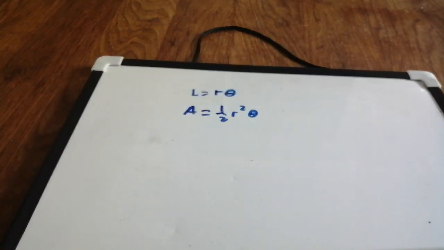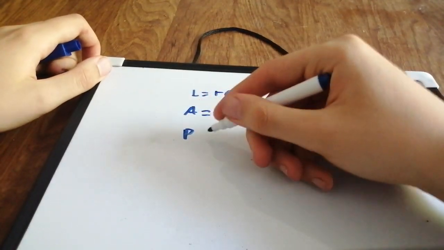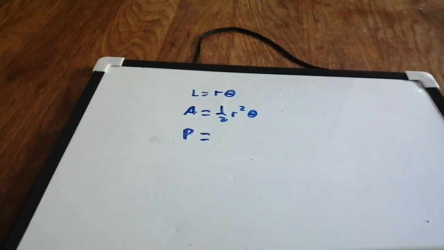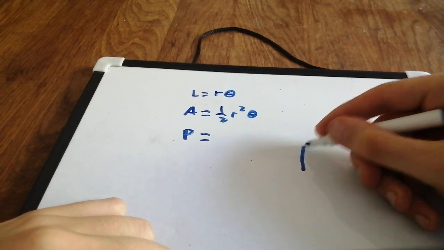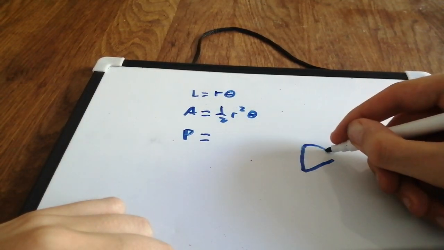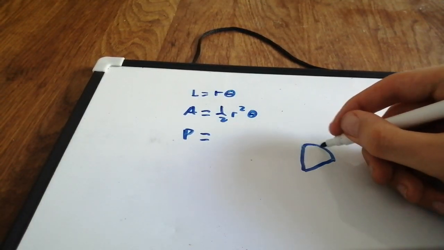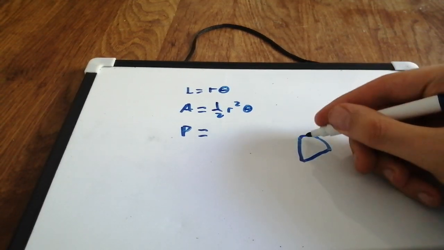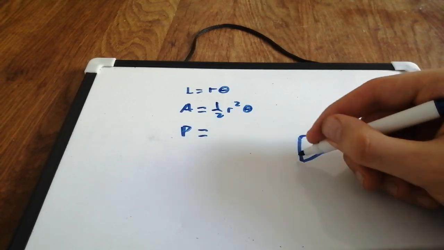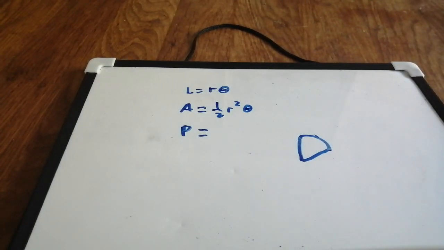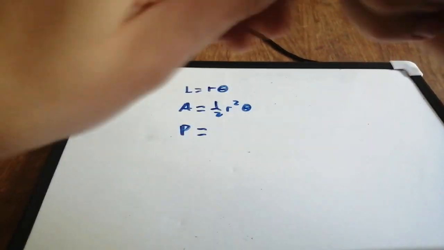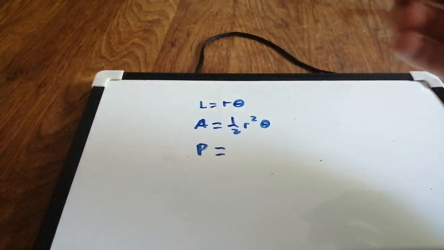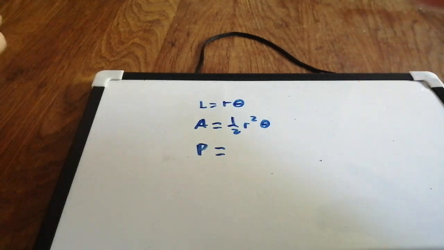The final one we're going to do is perimeter. If you remember, the only difference between perimeter and length is that we're adding the radii, aren't we? When we calculate the length of an arc, we're only calculating the curved section. But when we calculate the perimeter, we not only calculate this, but also the two straight sides, the radii. So our current formula for perimeter is going to be the same as the one for length, but a bit different.